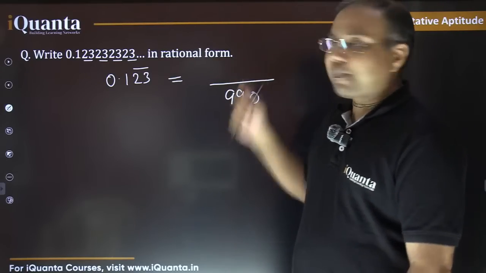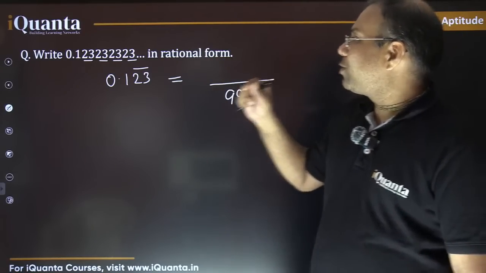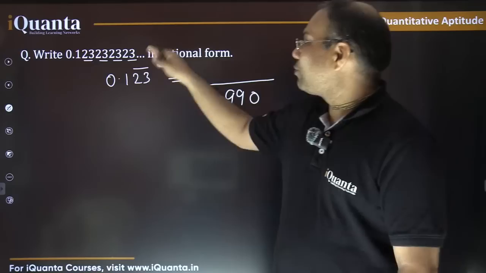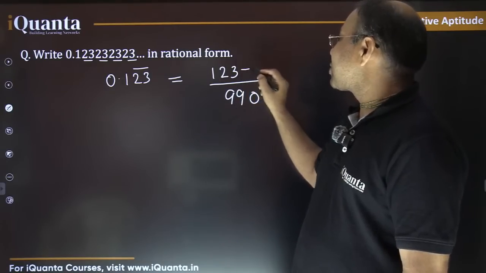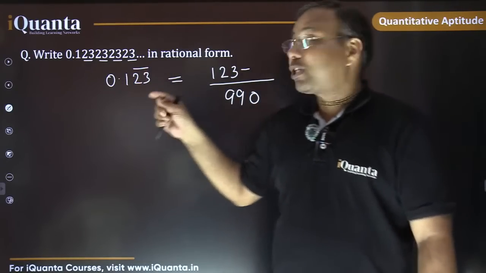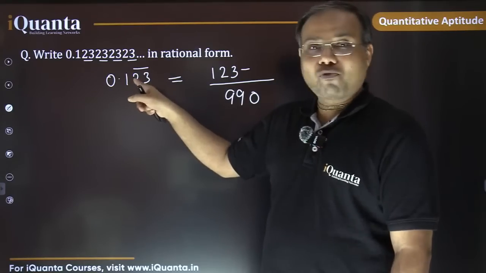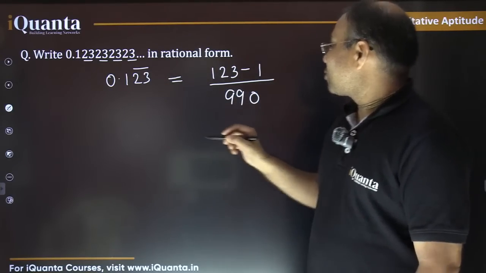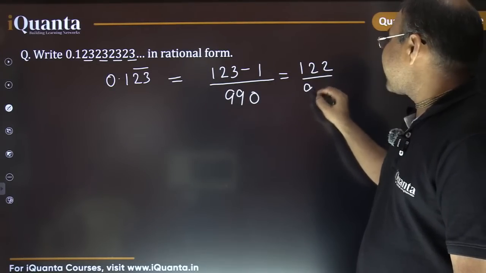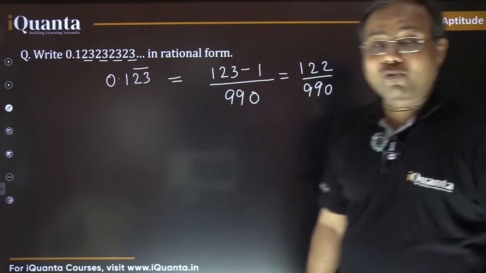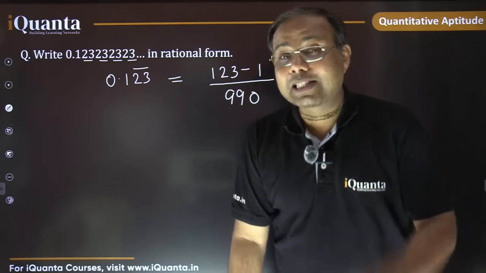Now what about the numerator part? So numerator part के लिए I need to remove the decimal, remove the bar, right? Complete number, that is 123, and I need to subtract that part of the number which was not under the bar, that is 1 only. ठीक है? So this is the final situation. It is 122 divided by 990, but still it is not the final answer. I need to write it in simplest form.